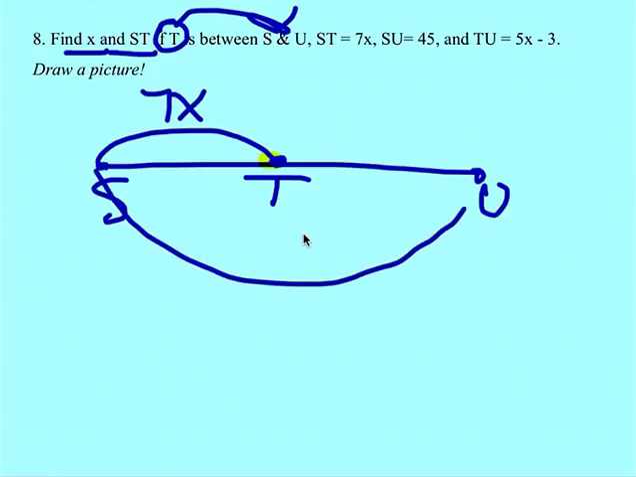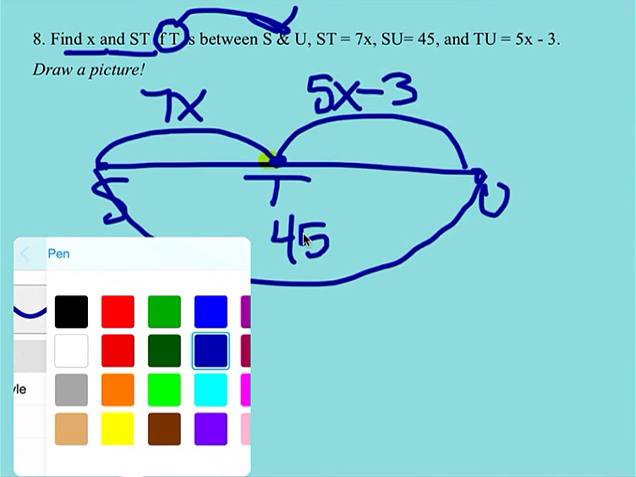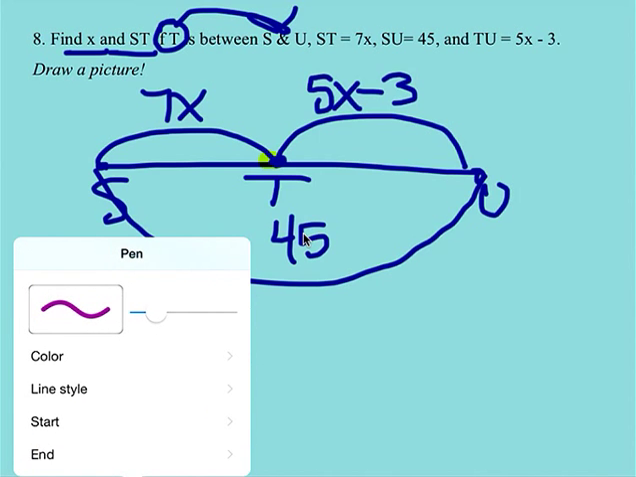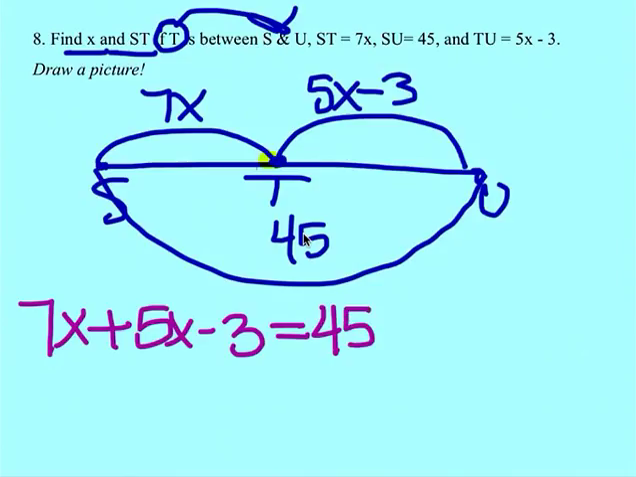SU, this whole long thing, is 45, and then TU is 5x minus 3. Now this is where students sometimes get tripped up. What I know is ST plus TU is going to equal the entire length of the line. So I'm going to do 7x plus 5x minus 3 is equal to 45, because this plus this equals all of this. So now I just need to solve that for x.